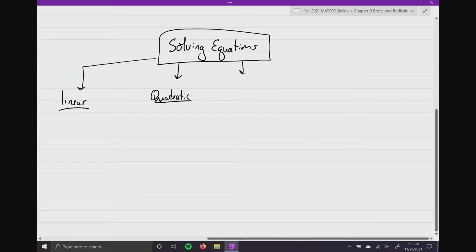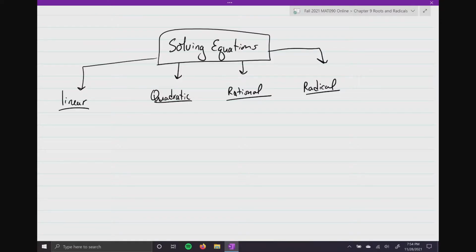You also know how to solve rational equations. And finally, what you're learning here are radical equations. Okay? So, like I said, prior to this class, the only thing you know how to do was solving linear. Now we have 3 other types of equations. So please, whenever you're given a problem, the first thing you want to be able to do is identify the type of equation.